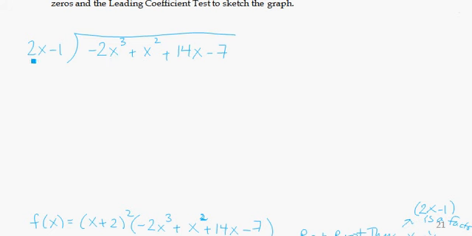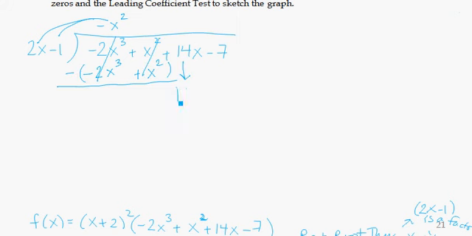We're now asking ourselves, what do we multiply 2x by to get to negative 2x cubed? So that's going to be a negative x squared. Negative x squared times each of those is going to give me negative 2x cubed plus x squared. When I subtract, that actually means both of those are going to cancel. And so I'm just bringing down the 14x. How many times does 2x go into 14x? That goes in 7 times.